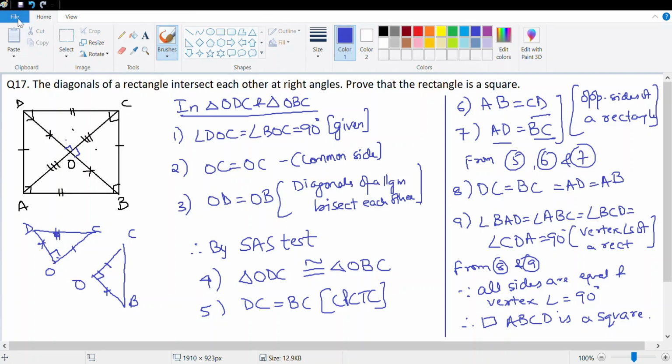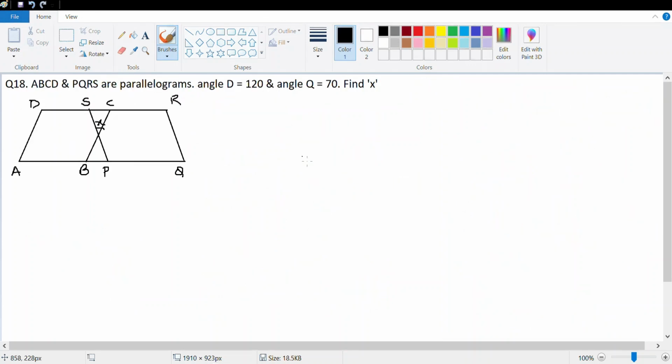Now, next question. The next question that we are looking at is question number 18. Question 18 says ABCD and PQRS are parallelograms. Angle D is equal to 120 degree. Let's just mark that. This is 120 degree and angle Q is equal to 70 degree. Good. We need to find angle X.